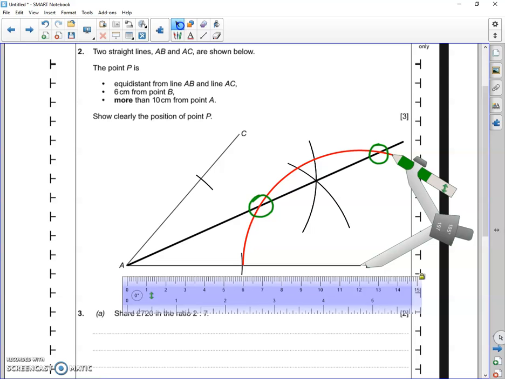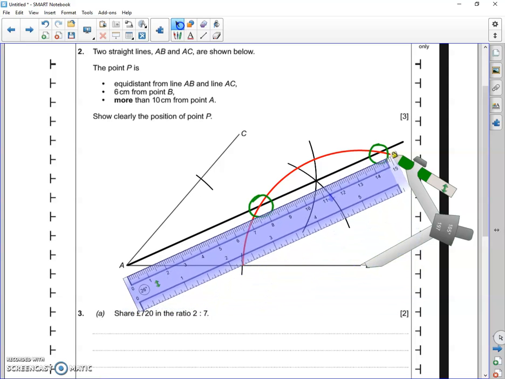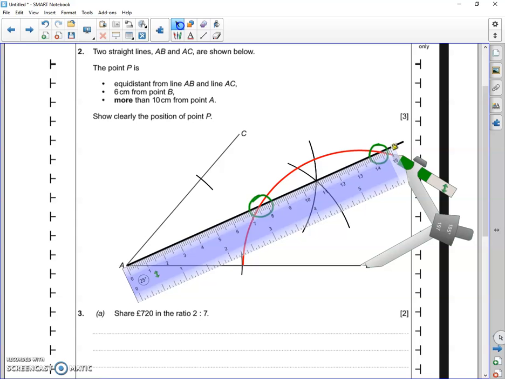Now I've got my ruler set up, so if I put it on A, this one is only about 7.5 centimetres away. The question says more than 10, so the correct position for point P must be where these two meet, up here.